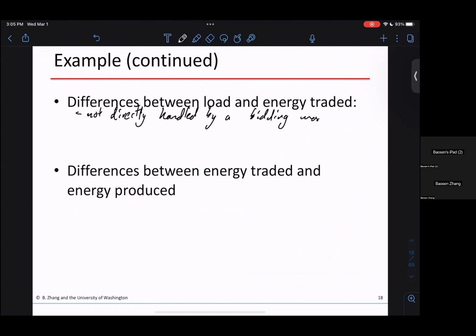Okay? So we don't handle this directly for a bidding market. It's not like I have a generator, now you announce you have a generator, you do another round of bidding. Who wants to pick this up? This happens far too quickly for this type of bidding market to happen.